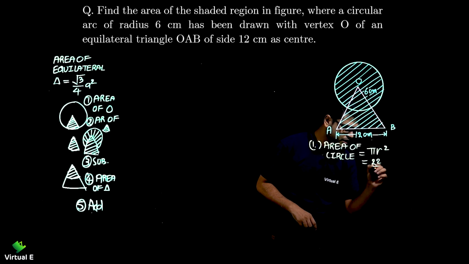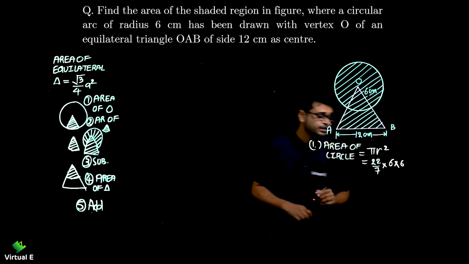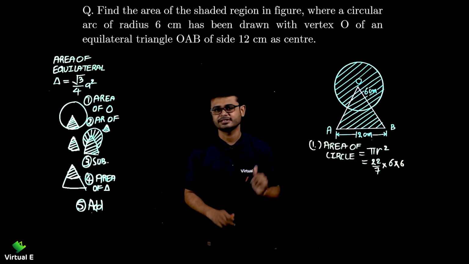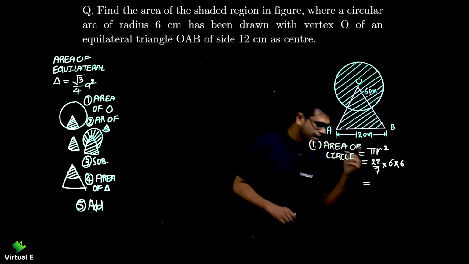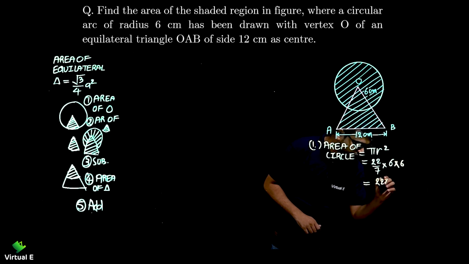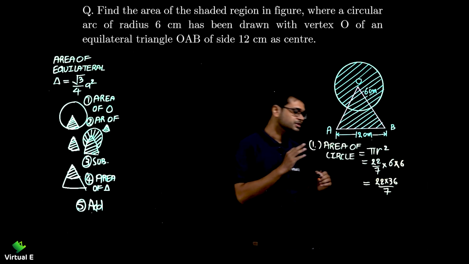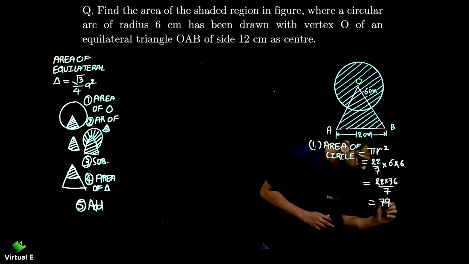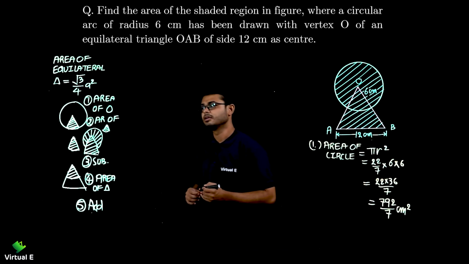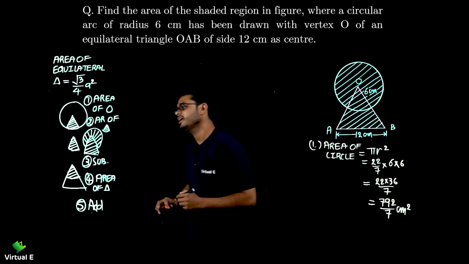So pi is 22 by 7, r is 6 here, 6 multiplied by 6, right? We cannot do any cancellation here because 7 is in the denominator and 6 there, all are even, so not possible. Let's multiply. So 22 into 6 into 6, that's 36. So 22 into 36 divided by 7, and if you multiply, I think you are going to get around 792 divided by 7 centimeter square. Done? Simple. If you are not sure with the answer, you can multiply and go ahead. Done. So first step is done, area of the circle.